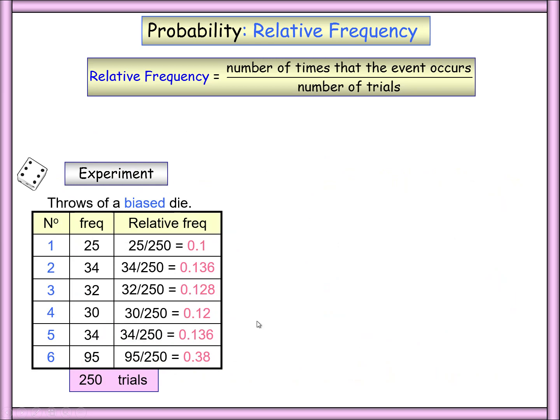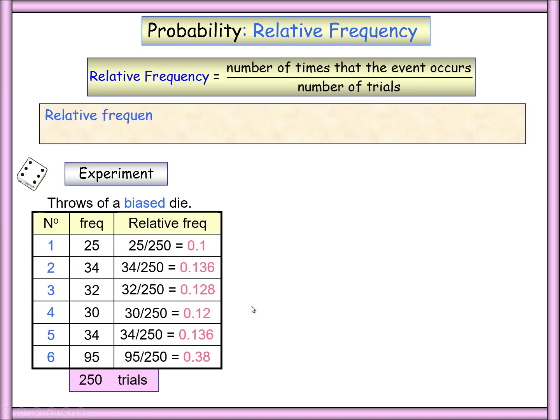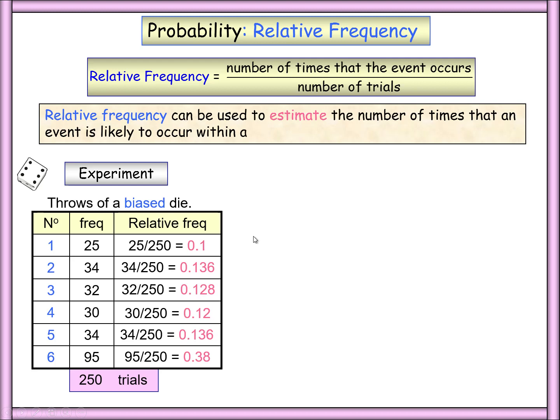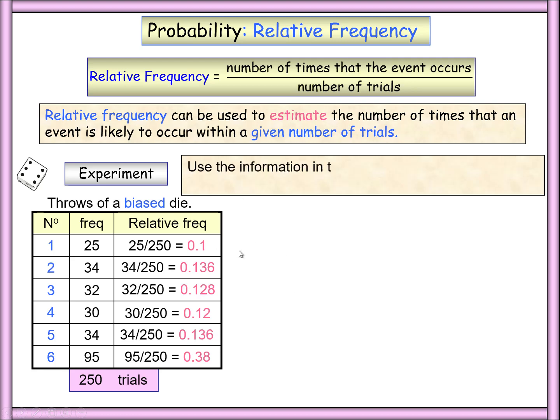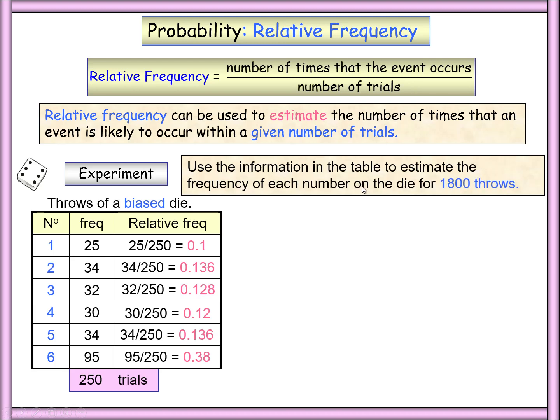Right, looking at this experiment then, we can use this information which we got from an experiment to determine the number of times an event is going to occur with a given number of trials. So they give us a total number of trials. So if they use this information here to estimate the frequency of each number on the die for 1,800 throws. So if we throw a die 1,800 times, how many of those times are we going to get a 1?